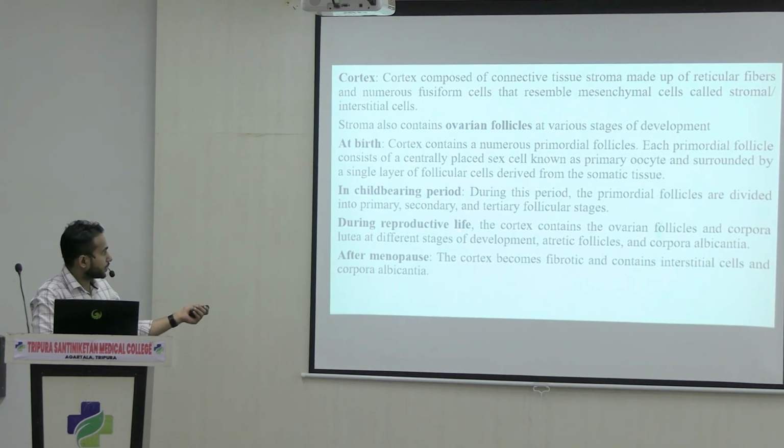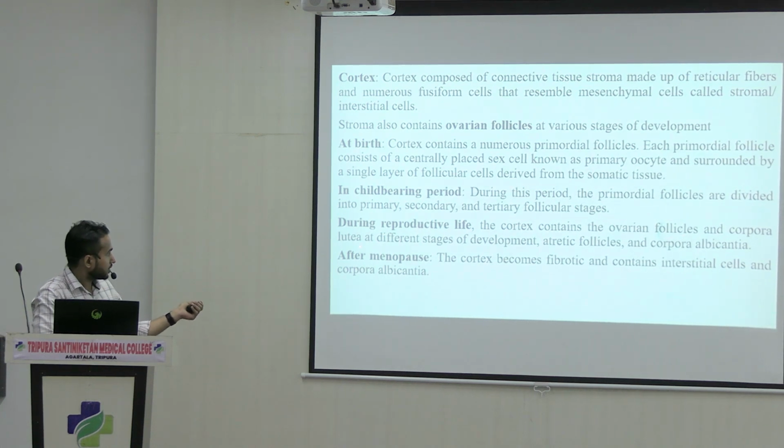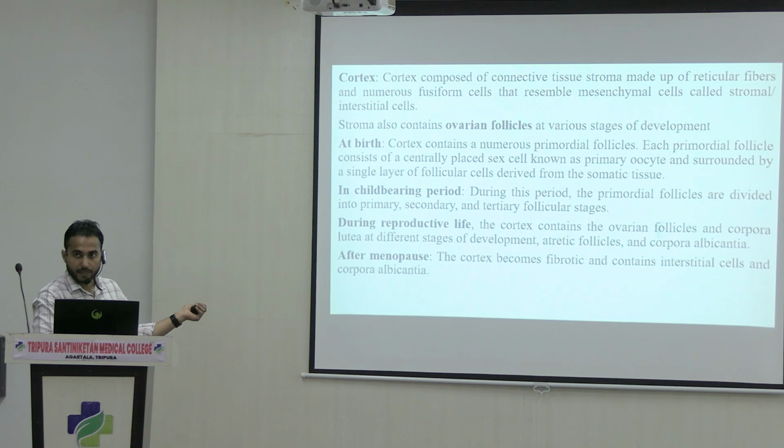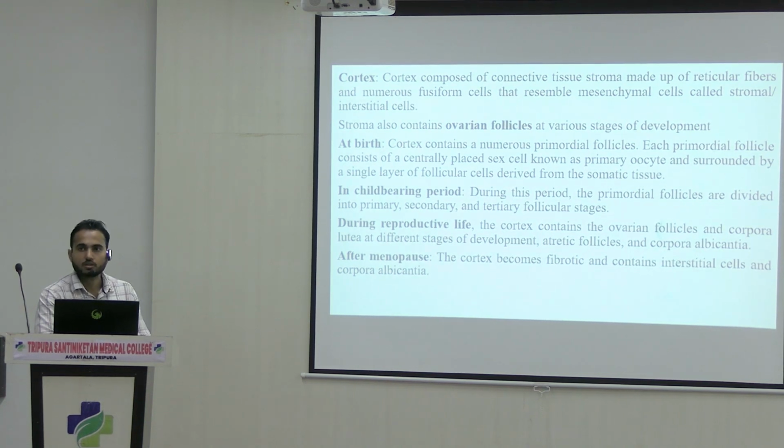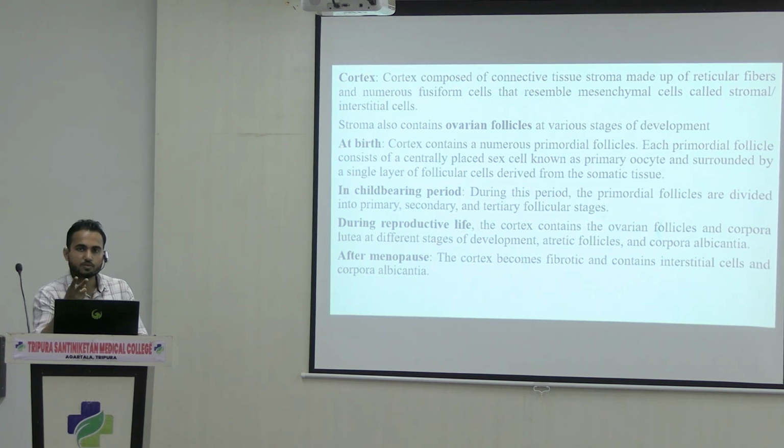Next, during reproductive life, it contains ovarian follicles, then corpus luteum. I hope you know what is corpus luteum. Next, you can see atretic follicles and corpora albicantia, which are also called corpus albicans. Do you know the difference between corpus luteum and corpus albicans? Anyone?